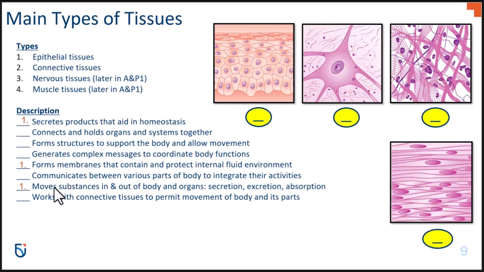Epithelial tissue as well is responsible for moving substances in and out of our body organs. So this is where, for example, when we eat food, we're going to absorb the nutrients from that food, and it's going to be absorbed through epithelial cells. So epithelial cells have the ability to secrete, to excrete, so get rid of, and absorb substances.